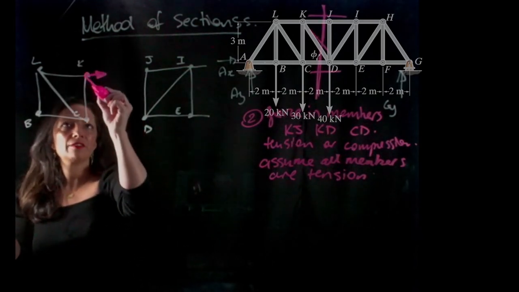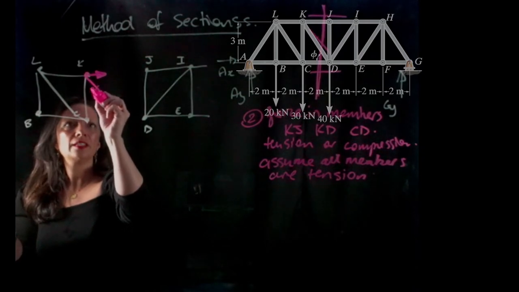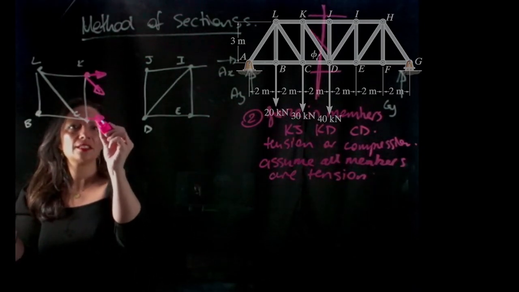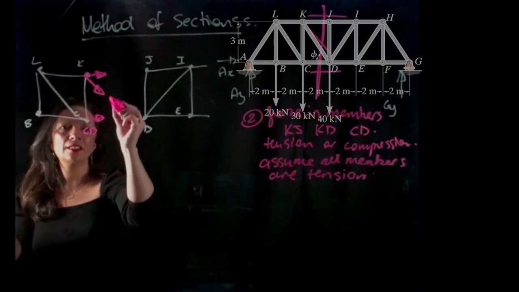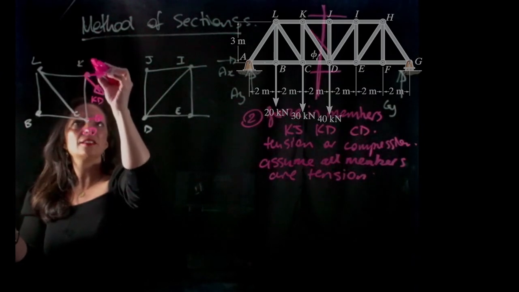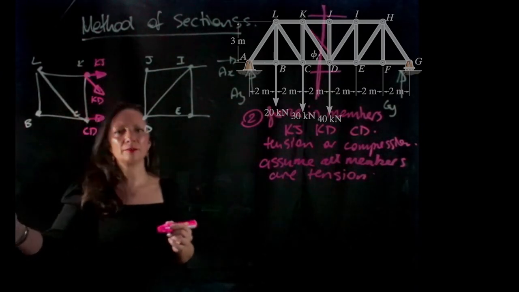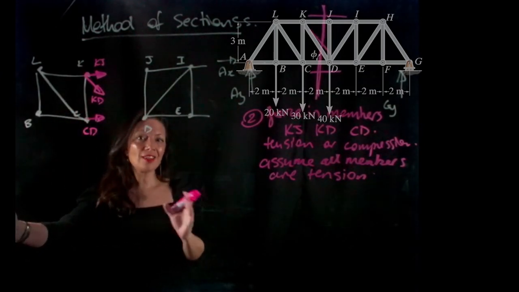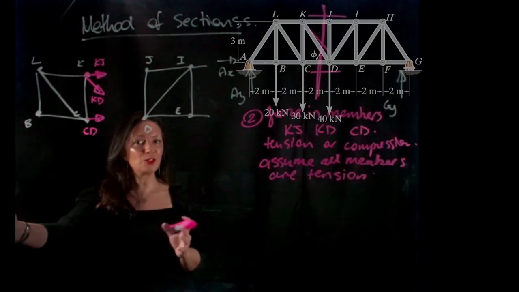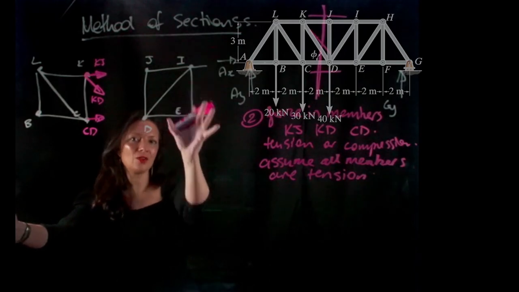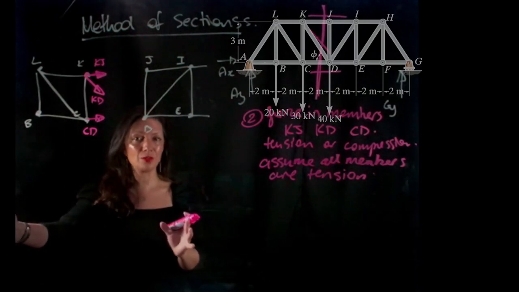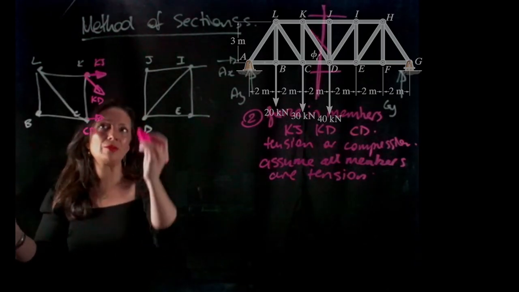I also have this member here. Again, I'm assuming that it's in tension. CD is here. This is going to be KD, and this is KJ. So on the other side of the truss, I have to have exactly the same thing, and it needs to be equal and opposite. So these also have to be in tension. If they're not in tension, then my system's actually going to move. So we need to stay in equilibrium.